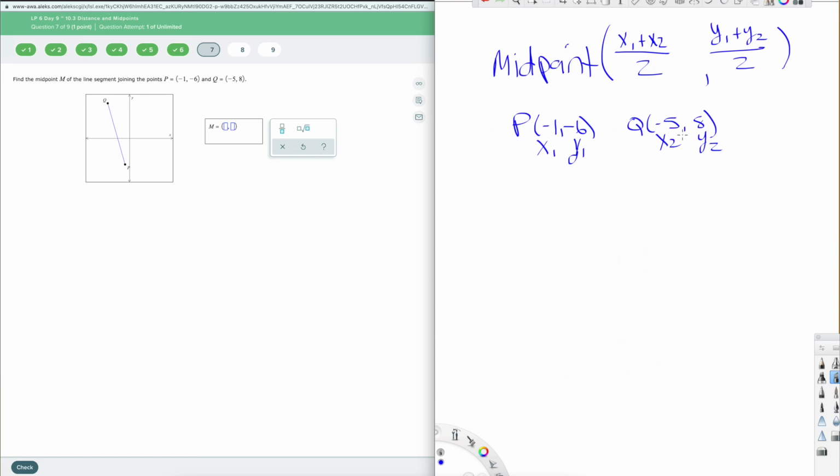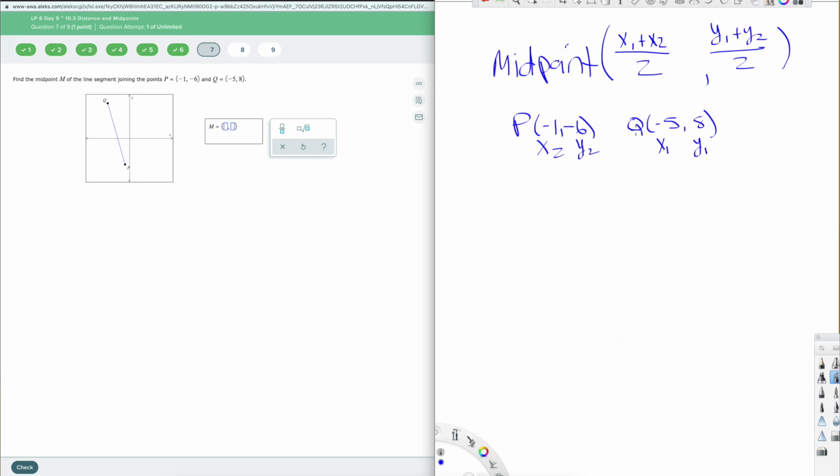Does that really matter? Could I do it the other way? Could I say that this is point 2 and this is point 1? Yes, I can. The main thing is once I decide which one is point 1 and which one is point 2, I have to keep that consistent for the entire problem. So I can't say, to find my x's, that this is point 2 and this is point 1, and then when I go to my y's, I flip it and go point 1 and point 2.